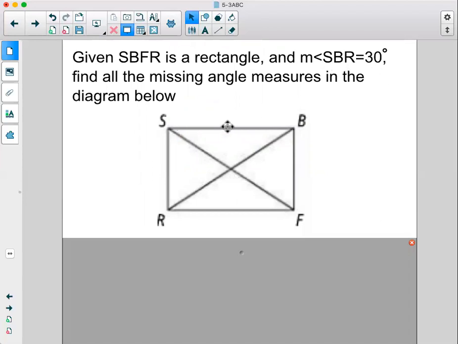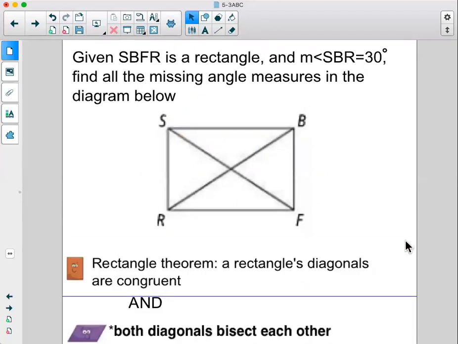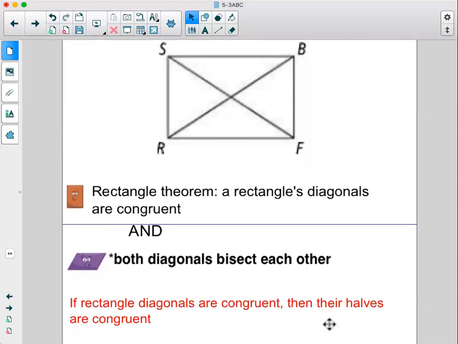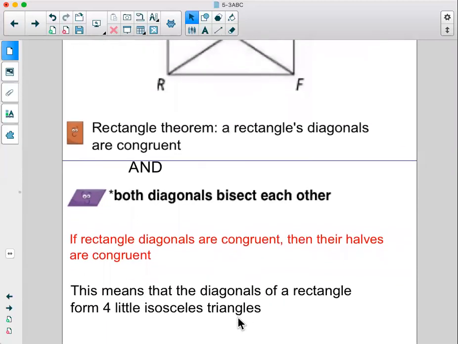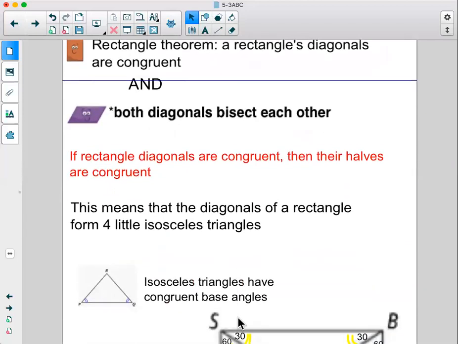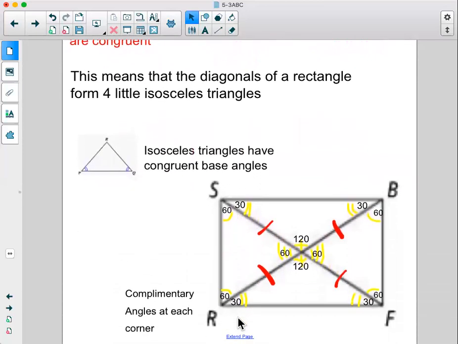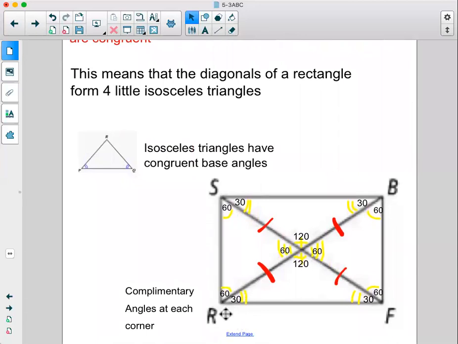You're given SBR is 30. We know that these two angles are complementary. We know that the rectangle's diagonals are congruent and it's a parallelogram, so the diagonals bisect each other. If the diagonals start out congruent, their halves are also congruent. That means four little isosceles triangles are formed with base angles congruent and complementary angles at each corner.